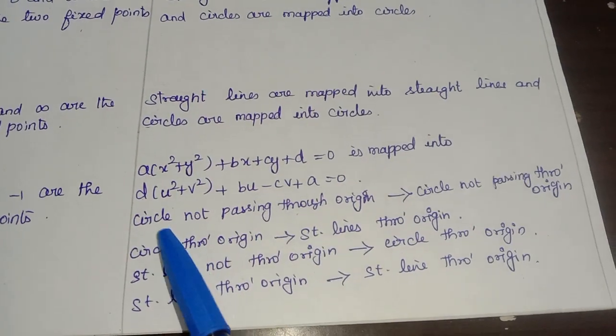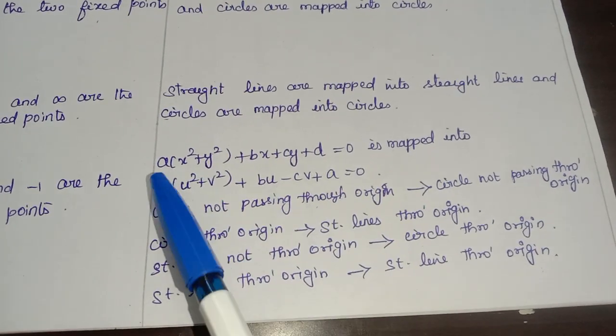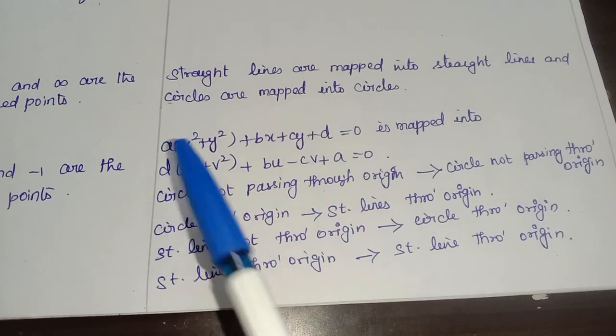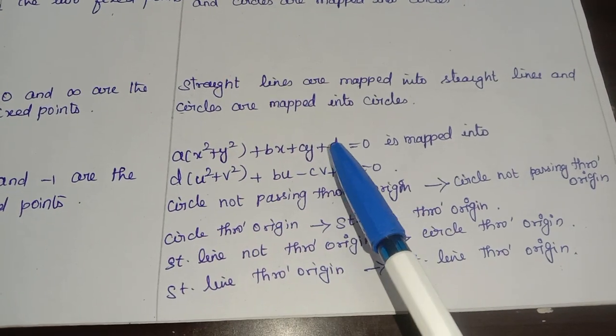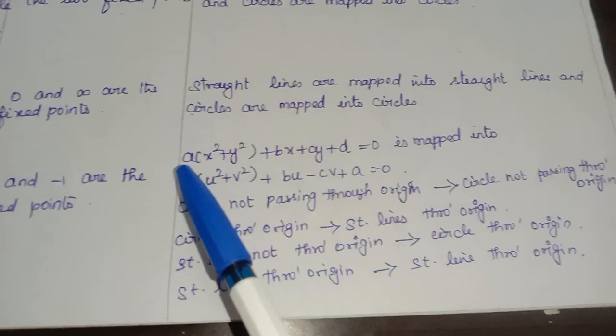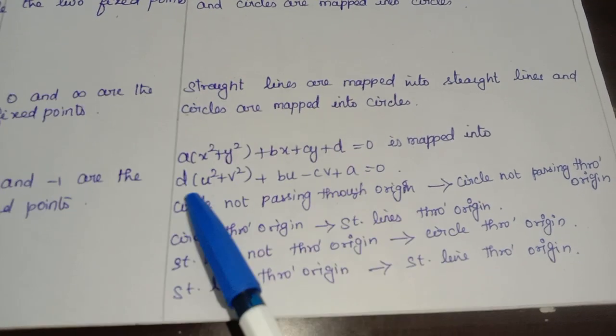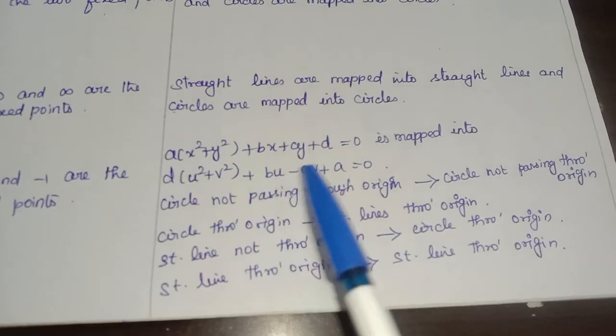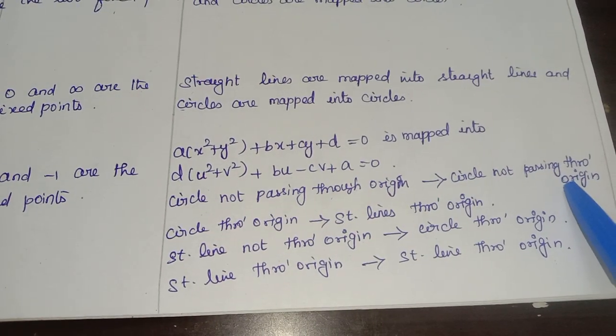So what happens? Circle not passing through the origin. Circle means the x square, y square term should be present, so a is not equal to 0. Not passing through the origin means d is also not equal to 0. So if both a and d are not equal to 0, here also a and d are not equal to 0. So a circle not passing through the origin is mapped to a circle not passing through the origin.